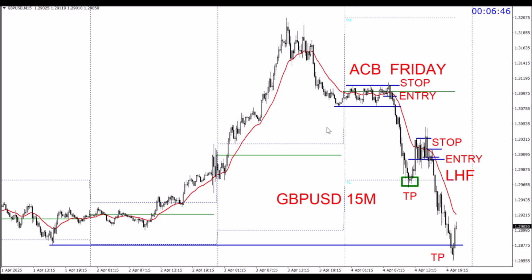British pound, a beautiful Friday reversal trade. Only two types on a well-engineered day 3, Friday, the closing range of the week, every single week, day 3: reversal trades or trend trades. And we had a beautiful ACB reversal and low-hanging fruit continuation trade in the British pound.